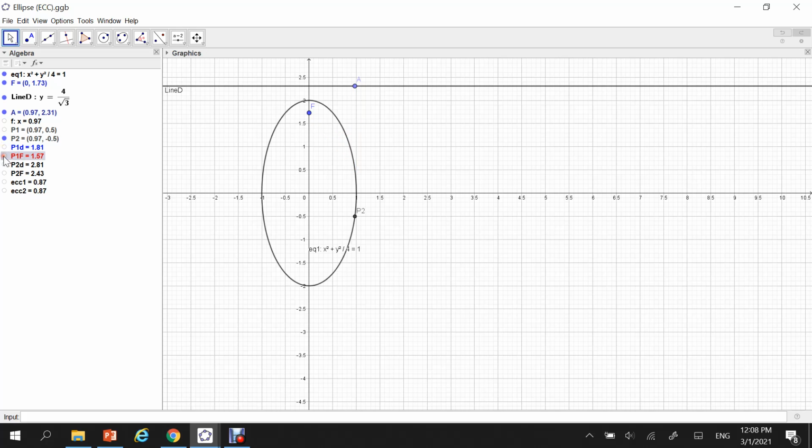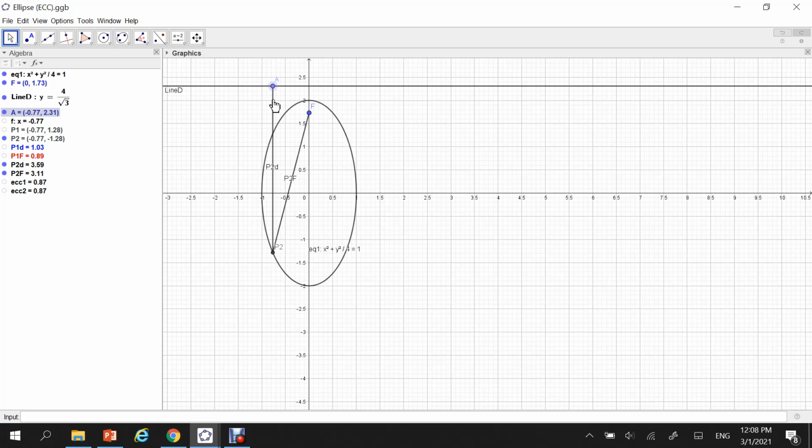Okay, and the same thing, I'm going to draw the two line segments, one connecting the fixed point F to this point P2, and P2 now to the line D. Okay, and the distance is all reflected here, and the ratio is actually represented by ECC2. And again, as my P2 moves along the lower curve, notice my ECC2, the eccentricity, does not change. It remains at 0.87.